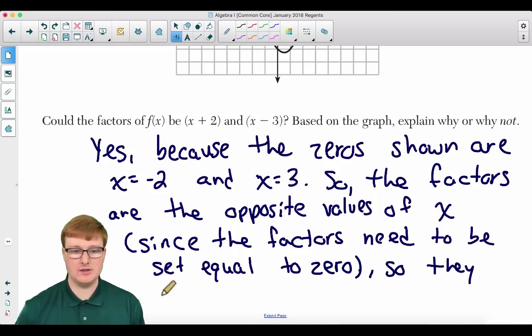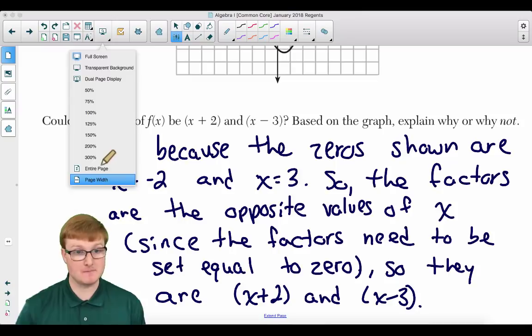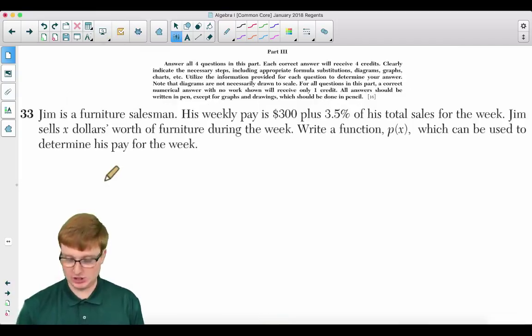So, they are, in fact, x plus 2 and x minus 3. Done with that question. Not too bad. Moving on to the part 3s now. These are a little bit more in depth, but not that much challenging.